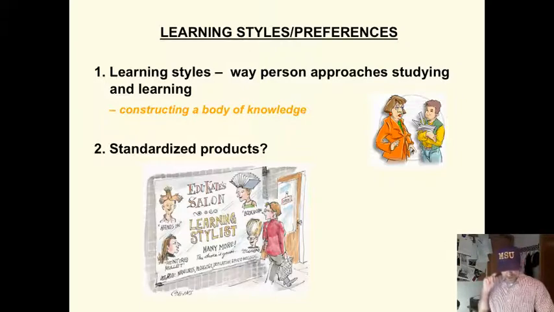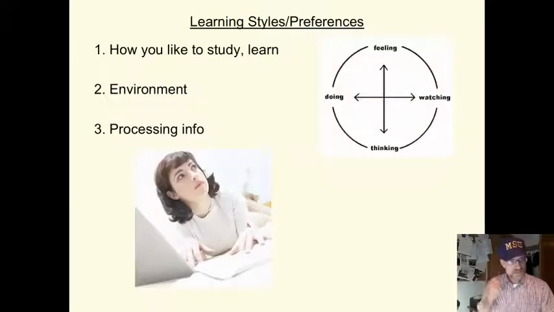And again, first of all, humans are not standardized products. Our brains all work differently. So this question of learning styles has to do with how you like to study and learn. It is a part of intelligence. Successful intelligence is learning how to use the way your mind works to solve problems and create products.